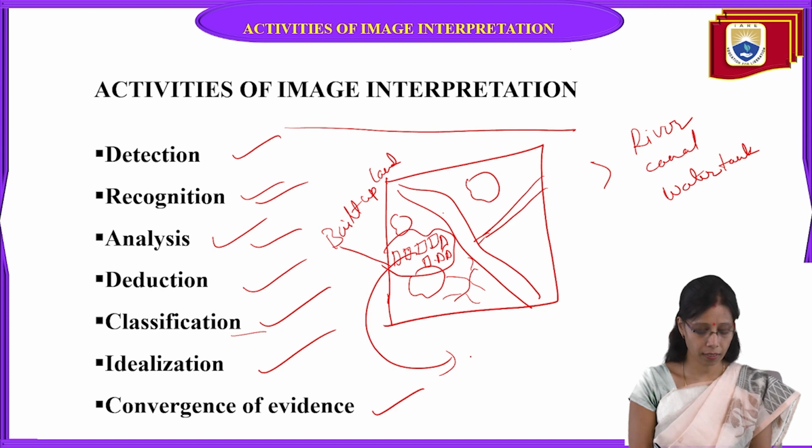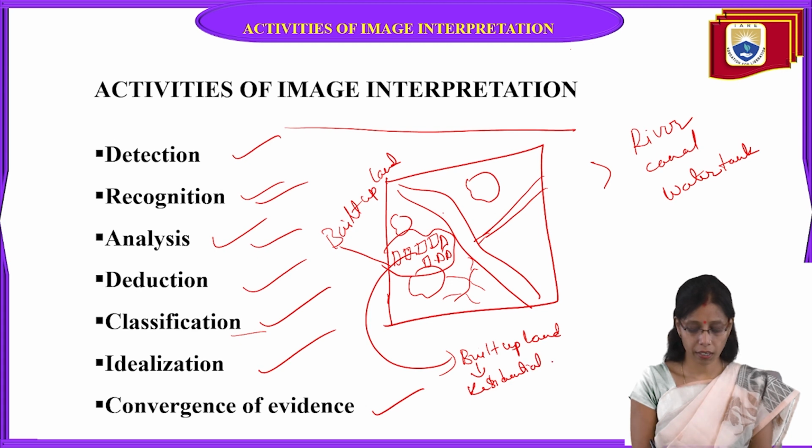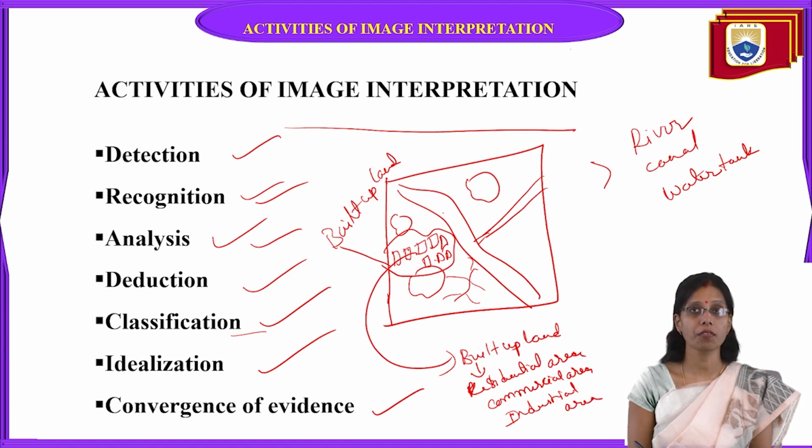If you want to do the classification of that built up plan, how we can classify is, we can classify it as residential area, commercial area, and industrial area. So these are the areas which we can classify further. Further classification we can do with this built up plan. First we have to identify the broad category, and then we have to go with the further classification.